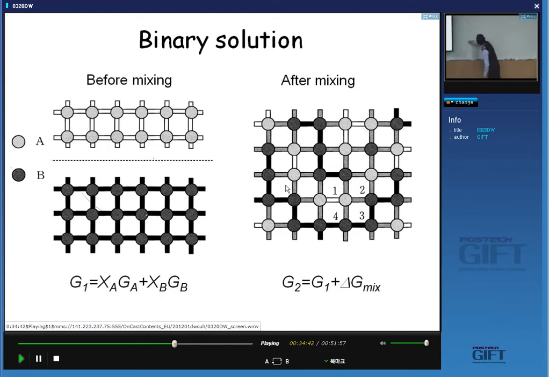So let's consider one mole of a mixture of A and B. The mixture itself is one mole of atoms A and B, and each mole fraction is given by XA and XB. Before mixing the two atoms, the free energy of the system of one mole of two clusters of atoms is given by this linear combination, right? It is natural.